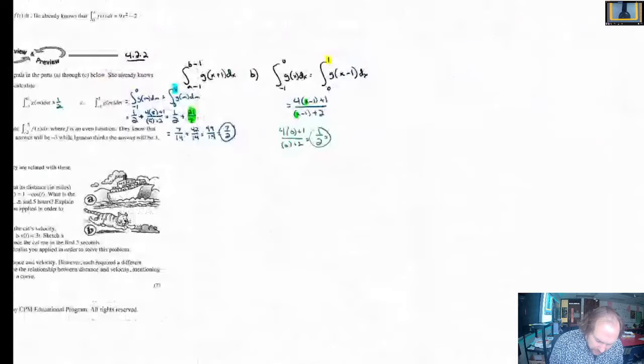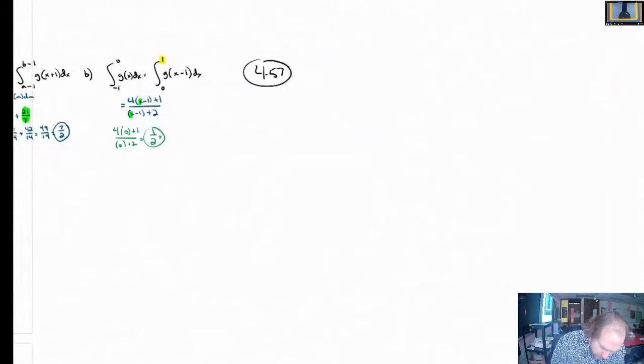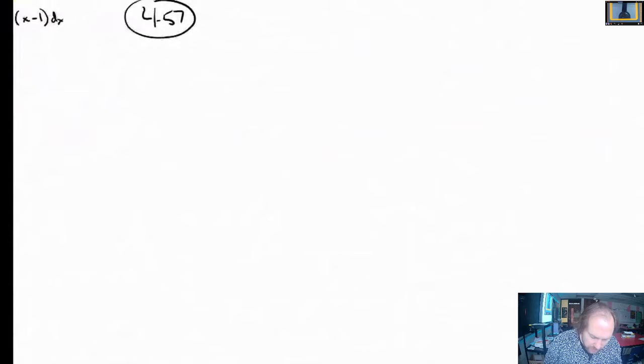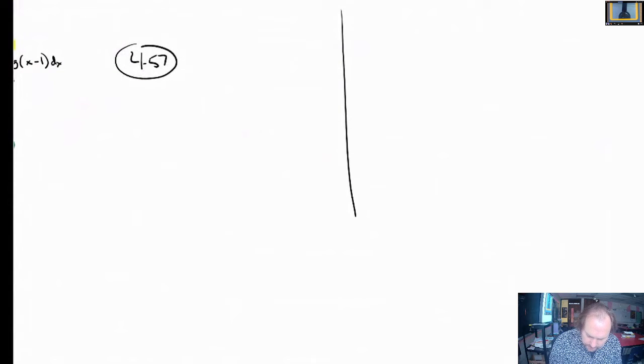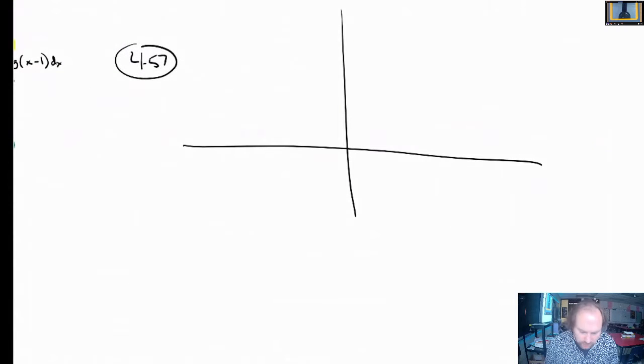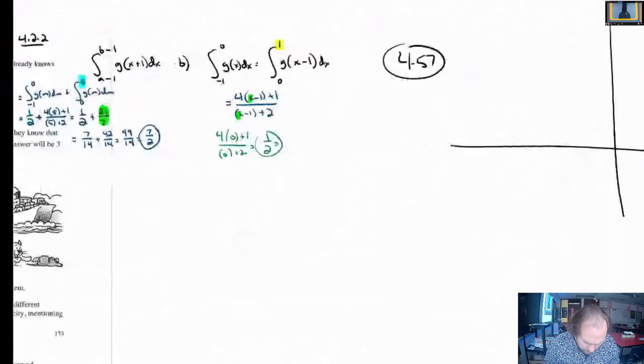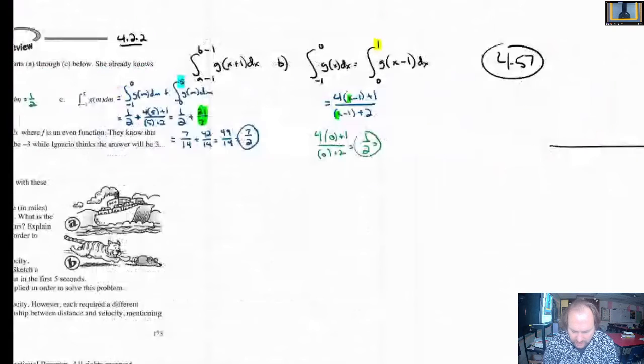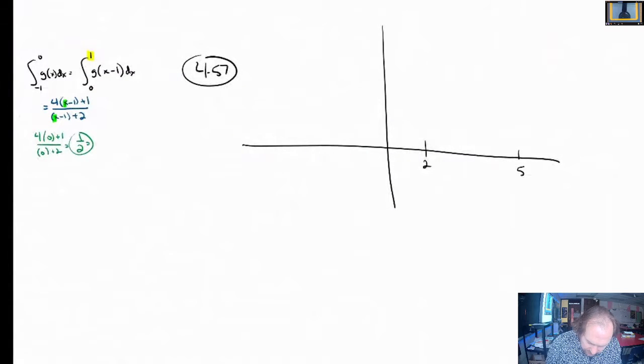457. Let's think about this for a minute. We know it's an even function, and we know the integral from 2 to 5 is negative 3. So there's some sort of function with an area under the curve. This area is negative 3. I don't know anything about this function; I just drew kind of a curve. I put it under the x-axis because it's negative 3.